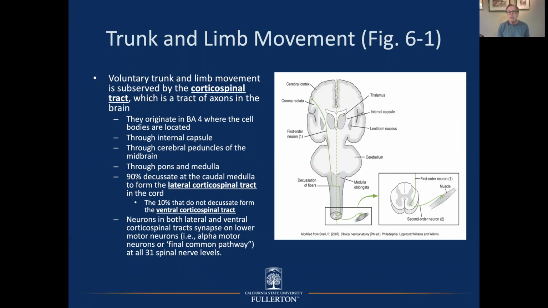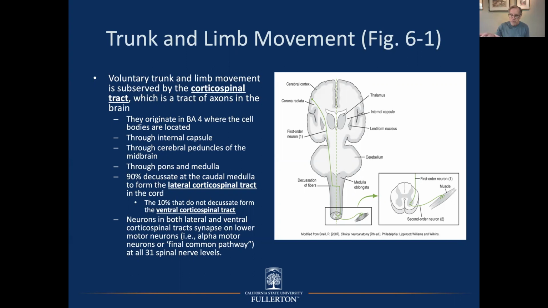Okay, so first of all, we're going to review trunk and limb movement, and this would be the pyramidal system, but we've been using the term cortical spinal, and I'll point to that right here. Voluntary trunk and limb movement is served by the cortical spinal tract, which is a tract of axons in the brain. They originate in Brodmann's area 4. You knew that. Those axons, which can be quite long, travel down through the internal capsule, down through the cerebral peduncles of the midbrain, down through the pons, and then the medulla. And then when they get to the caudal medulla, 90% of them decussate to form the lateral cortical spinal tract, which you find in the cord.